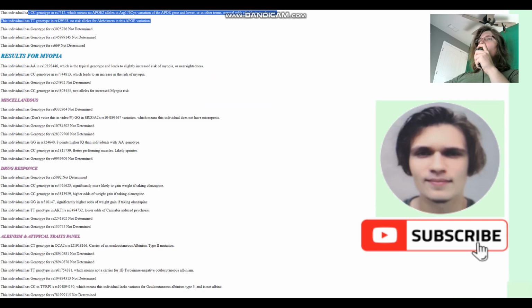For myopia, two alleles for increased myopia risk, two alleles here which also increase the risk of myopia, and AA here, which is the typical genotype for most humans. Most of you guys watching have AA, but some people have the G allele here, which greatly reduces the risk of myopia, which is not the case for her.